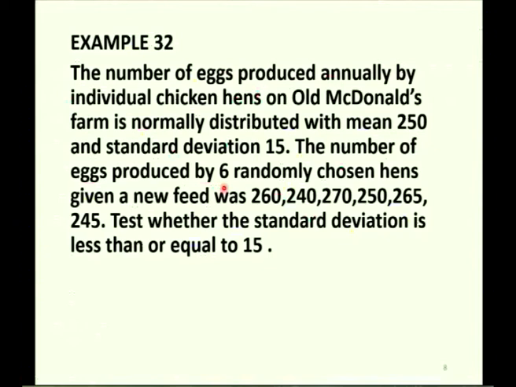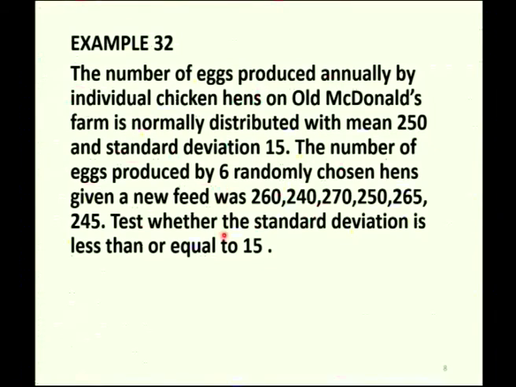Now, this is a small sample of 6 and you are asked to test whether the standard deviation is less than or equal to 15, again a one-tailed case. Therefore, we have to use a chi-square test for single variance. What are the values given in the question? Mu, the population mean, is equal to 250 and the population standard deviation is equal to 15, and sample values are given: n is equal to 6 and the sample values are 260, 240 like that. We have to calculate x bar if we want, and then s square.